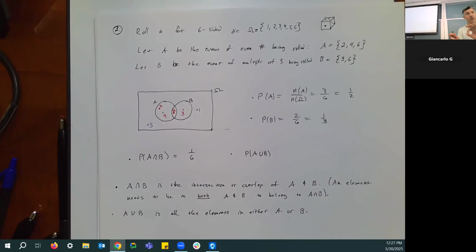In math, that's not true. In math, when I say A or B, it also could be both of them, right? If I say I want to be in set A or in set B, it's also okay to be in both sets at the same time. You're still satisfying that requirement.